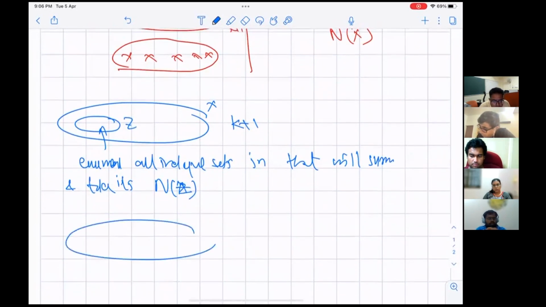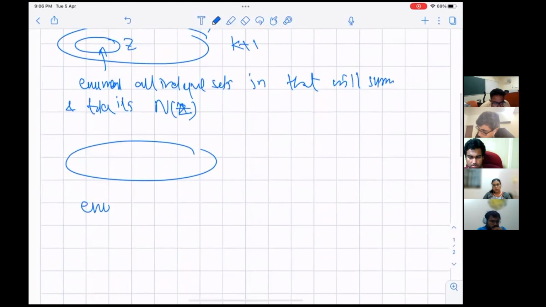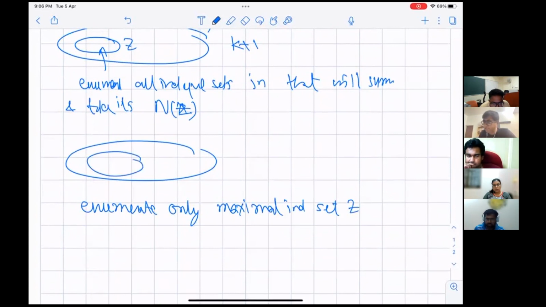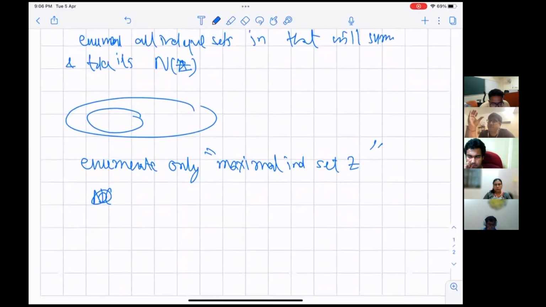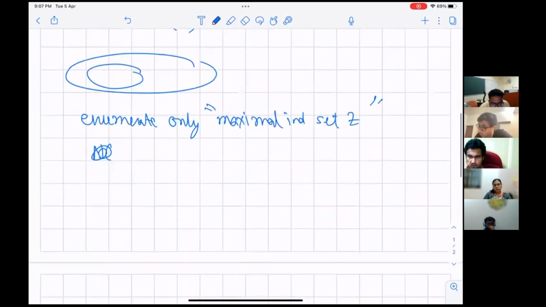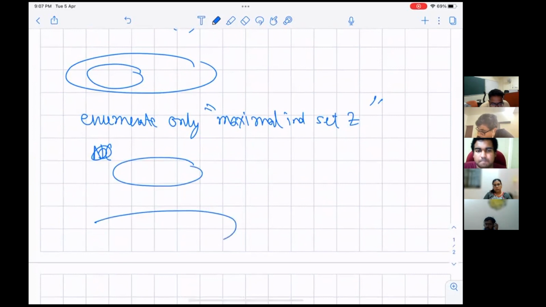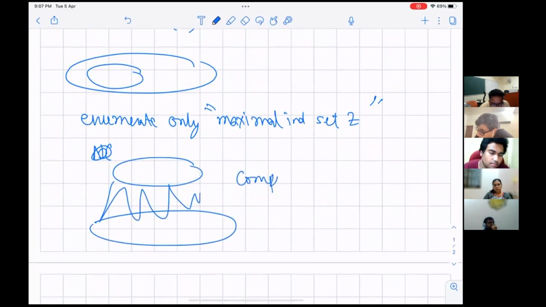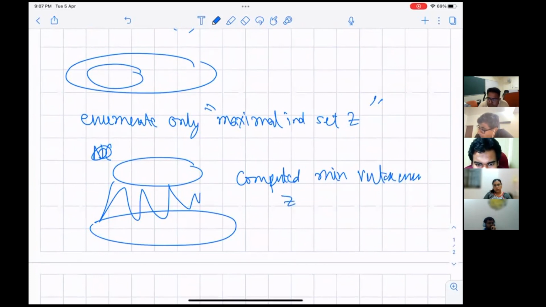The other way was that you enumerate only maximal independent sets Z. Then I'm saying that this maximal independent set is not going into my solution. We looked at this maximal independent set and its neighborhood, and computed a minimum vertex cover in Z union what I call N star Z graph. Since it was a bipartite graph, we could compute the minimum vertex cover in polynomial time.